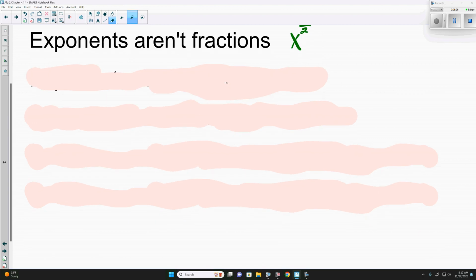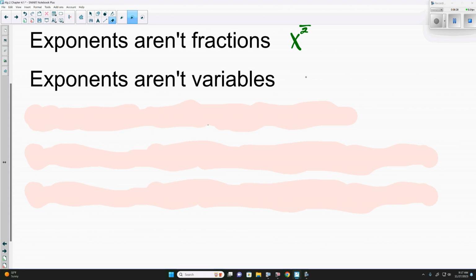Third one. Exponents aren't variables. We can't have a variable in the exponent because that's not going to be considered polynomial anymore. That's actually exponential. If you've ever heard of exponential growth, or that certain numbers are growing exponentially, that's what we're talking about, exponential growth. It increases at a faster and faster rate.